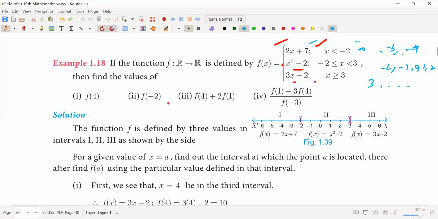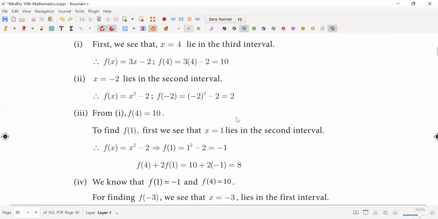So f of 4, 4 will be here. So 3 into 4 minus 2. Right? f of minus 2: minus 2 is here, so minus 2 whole square minus 2. Then 2 into f of 1, we'll be using this formula, 1 squared minus 2. Then applying that, we'll be getting it. For 1, this one. For 4, this one. For minus 3, this one. Get the data and we just have to supply it in each and every place.